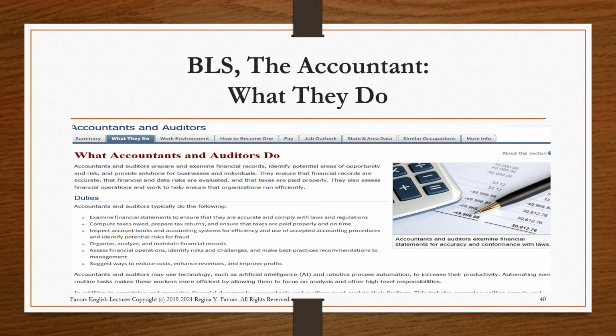So let's look at the Bureau of Labor Statistics, the accountant, and I'm not going to look at all the tabs, just the main ones. And what do they do? So you have a listing of things that they do, but accountants and auditors prepare and examine financial records, identify potential areas of opportunity and risk, and provide solutions for businesses and individuals. They ensure that financial records are accurate, that financial and data risks are evaluated, and that taxes are paid properly. They also assess financial operations and work to help ensure that organizations run efficiently.